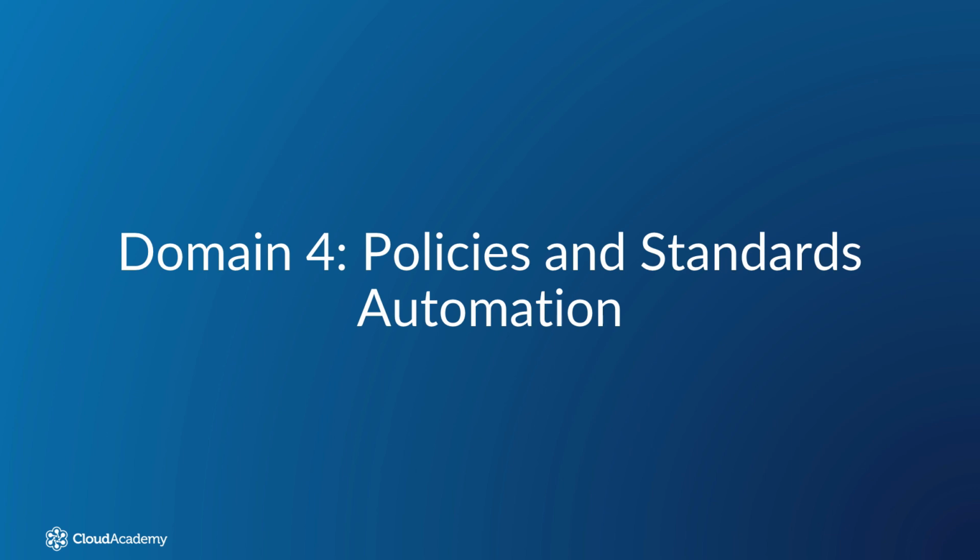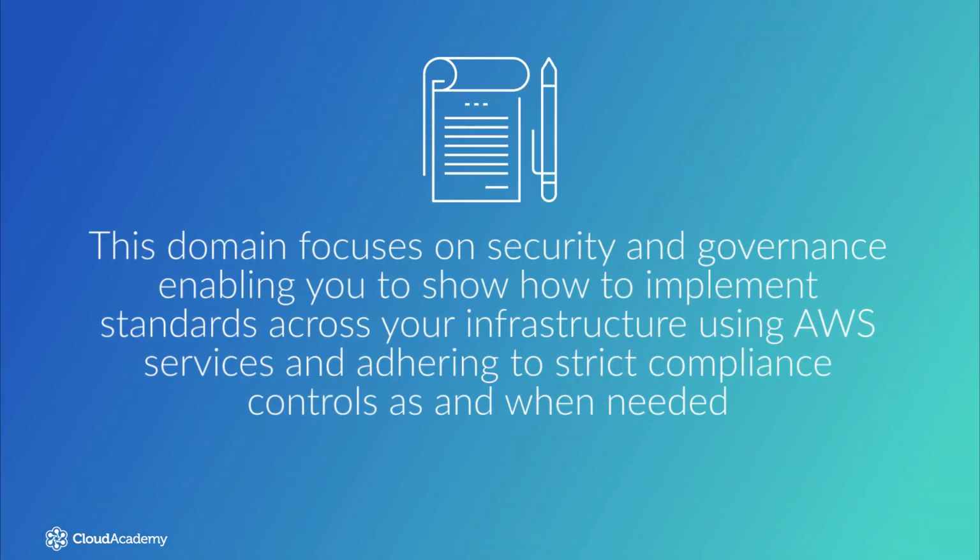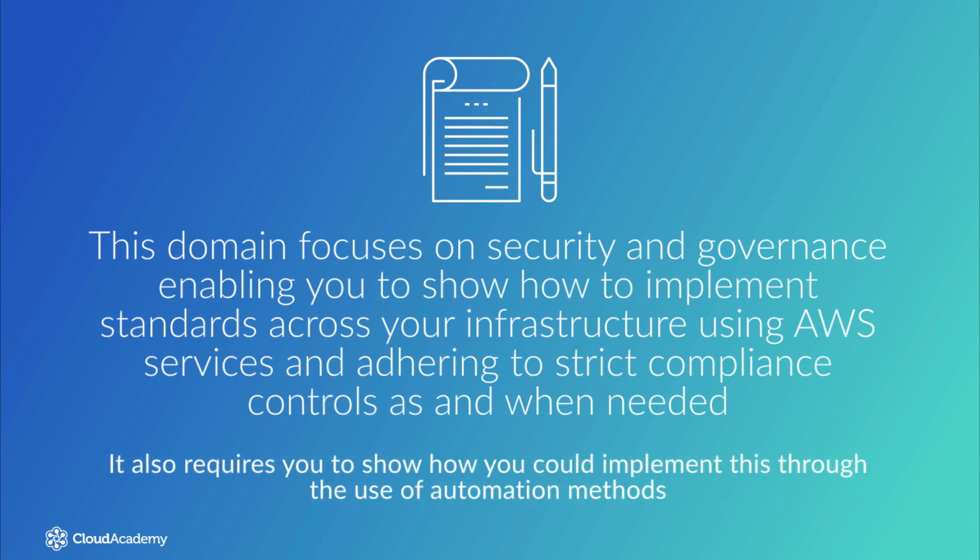Domain 4. Policies and Standards Automation. This domain has a focus on security and governance, enabling you to show how to implement standards across your infrastructure using AWS services and adhering to strict compliance controls as and when needed. It also has a requirement that requires you to show how you could implement this through the use of automation methods.